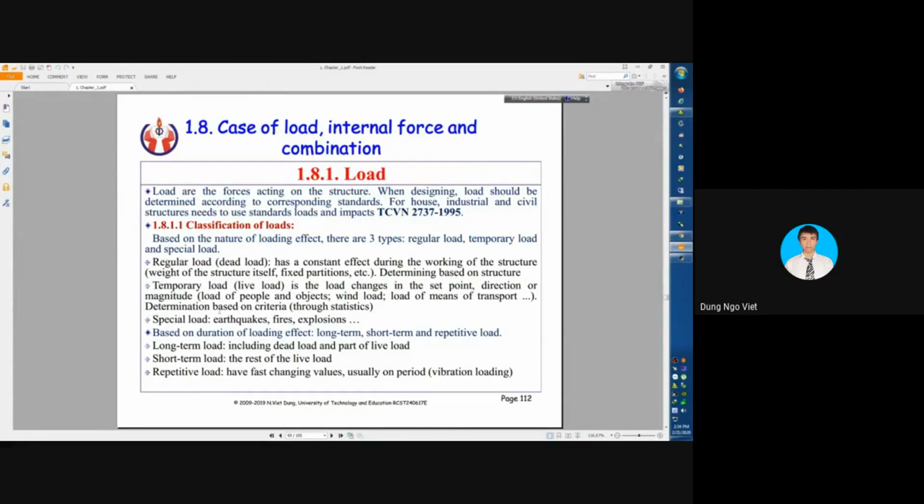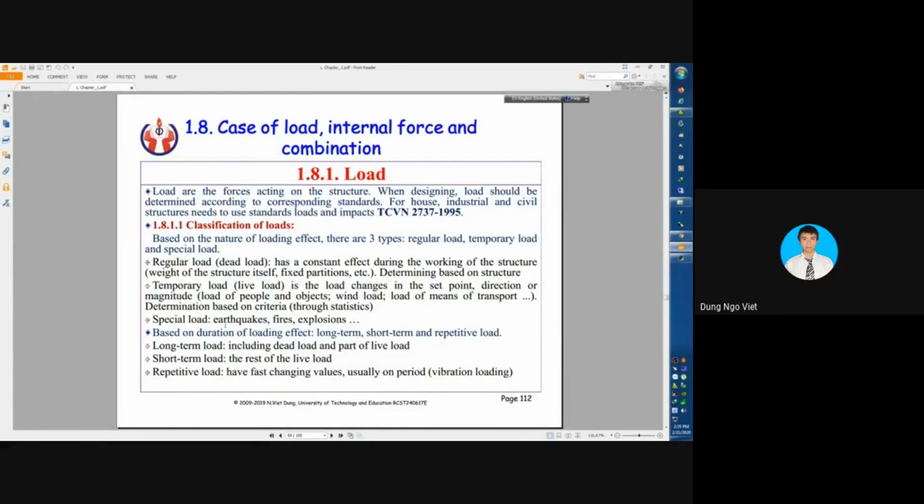And here we have the classifications of loads. Based on the nature of loading effect, there are 3 types: regular loads, temporary loads, and special loads. Here are the definitions of each type. A regular load or dead load has a constant effect during the working of the structure. For example, the weight of the structure itself or fixed partitions. Regular loads are determined based on the structural size and the unit weight.